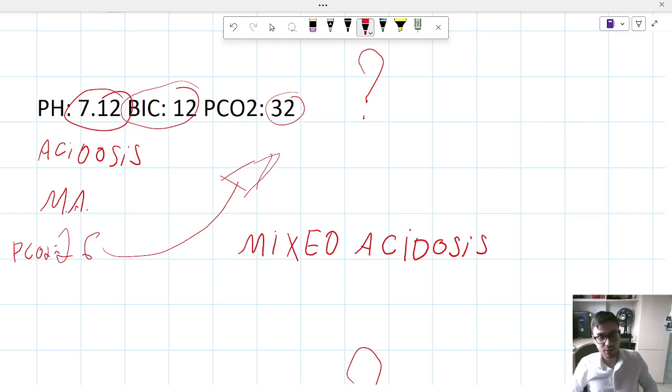Or you can say that we have a metabolic acidosis with a respiratory acidosis, okay? I think you got it. Let's go to the next example.